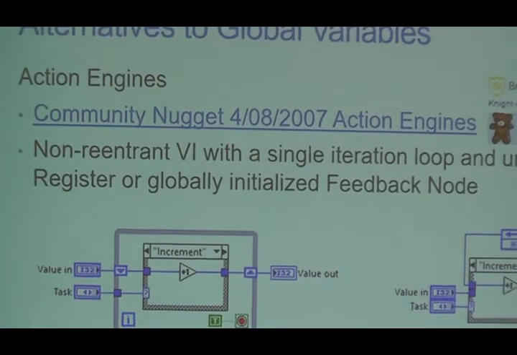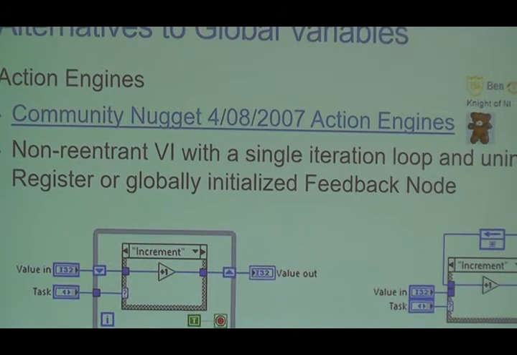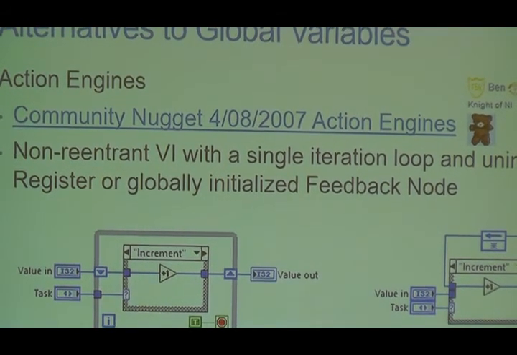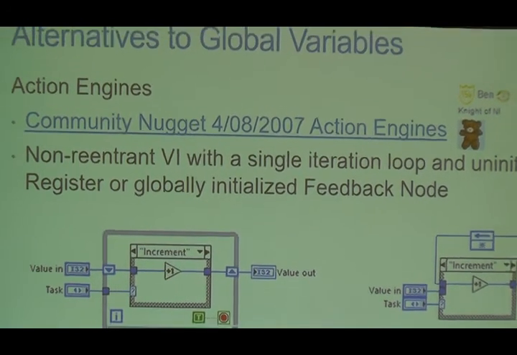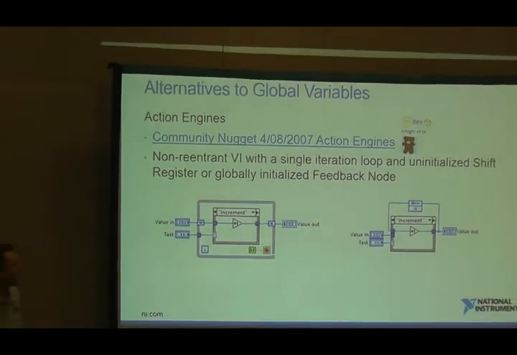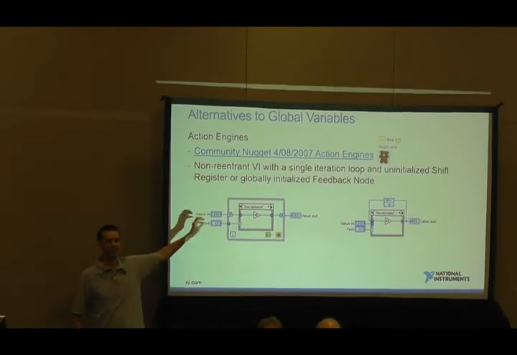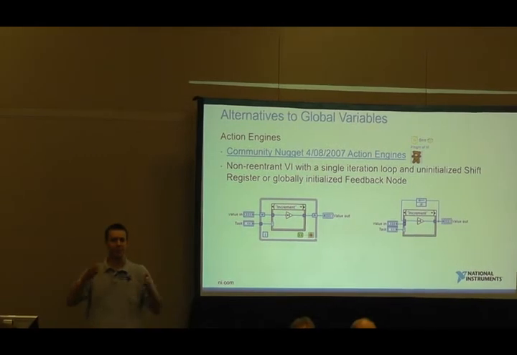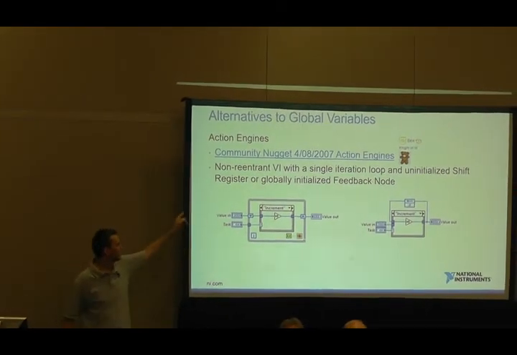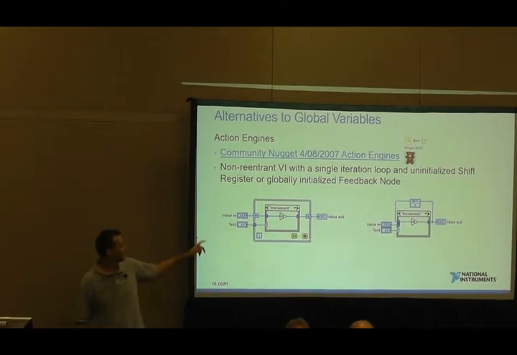But basically, it works as a non-reentrant VI. For those who don't know, non-reentrant means only one copy of that VI is in existence in memory. So basically, the VI itself acts as the blockage for your read, modify, write. So in this case, we're just doing an increment.